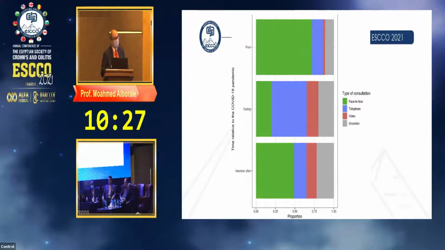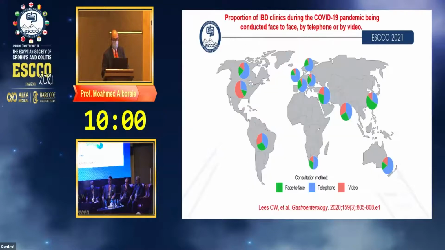The situation is the same in different parts of the world. This study shows that prior to the COVID-19 pandemic, most of the visits were in the green area, which is face-to-face. During the pandemic, the patients shifted from face-to-face to the telephone, which is the blue one, or video consultations. After the pandemic, they returned to face-to-face, but still some people prefer to use telemedicine. This was represented in different parts of the world. If you look at different continents, you will find most people prefer telephone or video consultation during the pandemic.